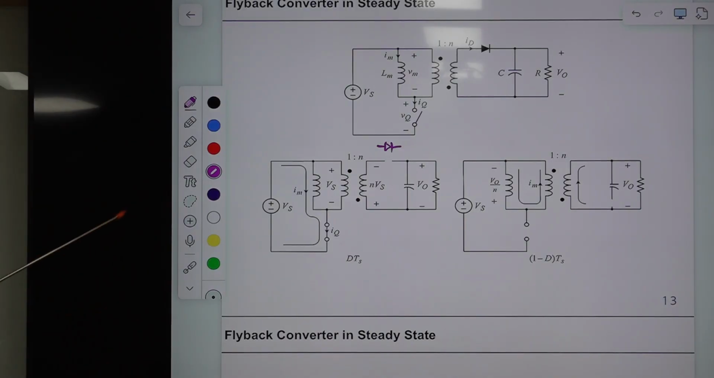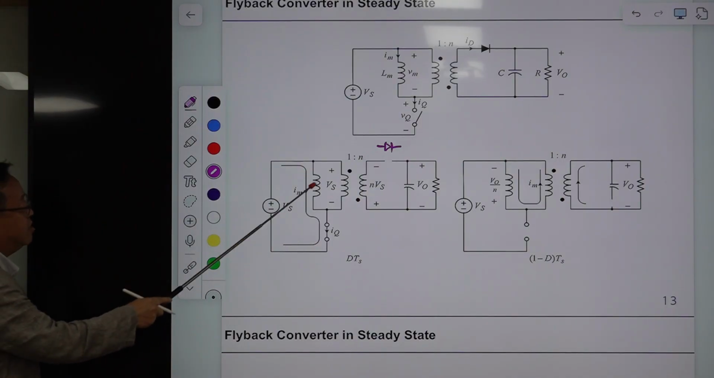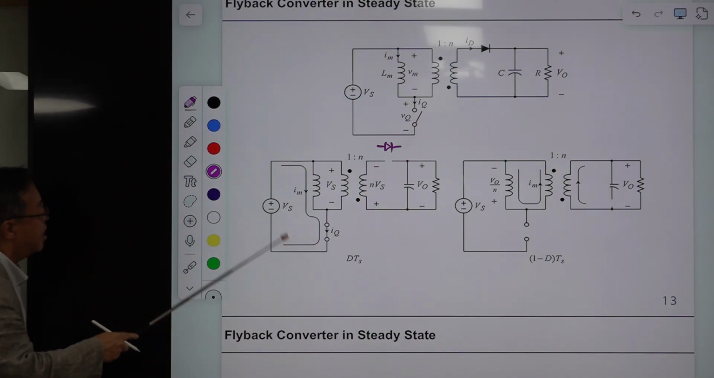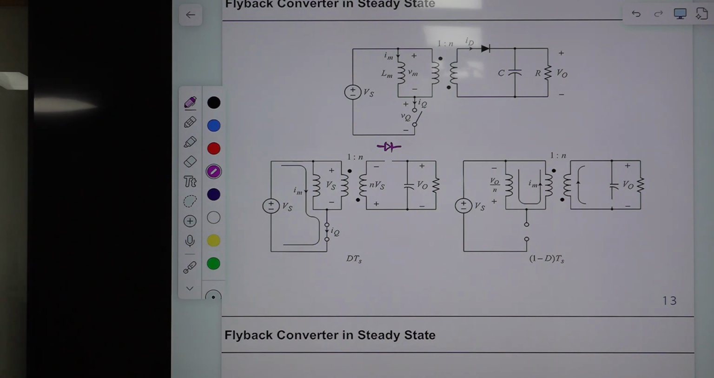All right. Then this IM is flowing through this. Vs is applied across this Lm. Then the current will be increasing linearly. So the current is increasing here. And actually, IM is something like this, increasing, decreasing, increasing, during the on-time period. So this upper one is IM, this one is IQ. All right, and during the off-time period, this is the on-time period.